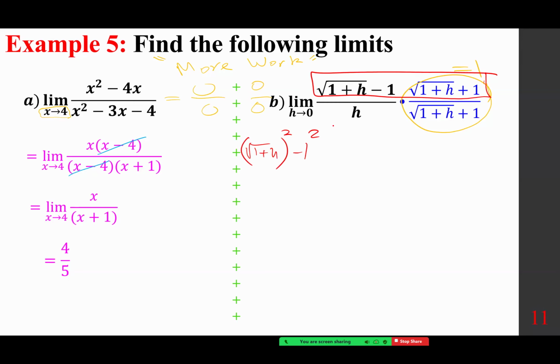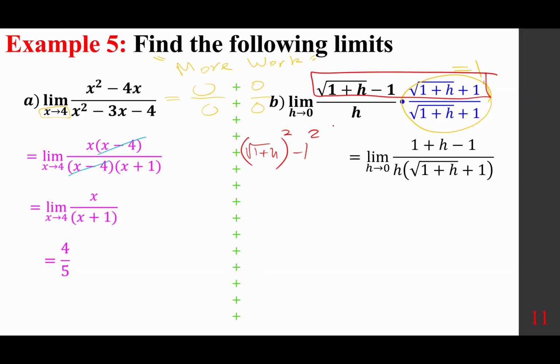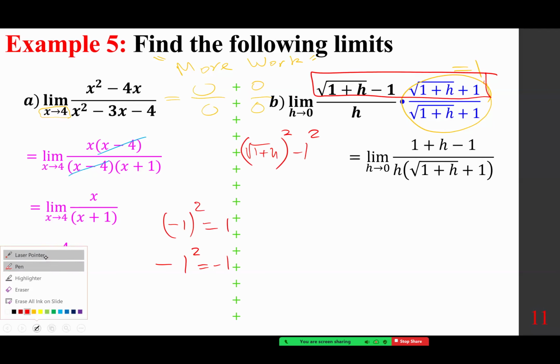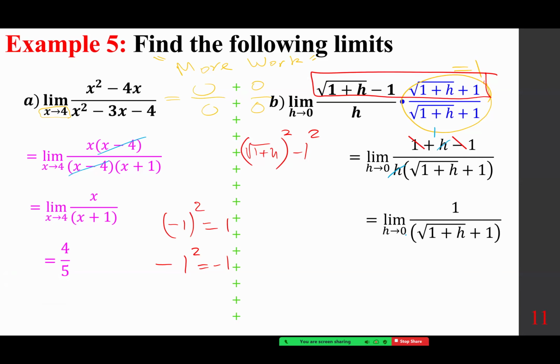And so square root of 1 plus h comes out. And then minus 1. By the way, nobody is going to mix up these two. This is 1. This is -1. Order of operations. So these two cancel each other. The h cancel out. And that's the idea. You're really hoping to get rid of that. And now if you plug in the 0, the denominator is 1 plus 1, 2. So the answer is 1/2.